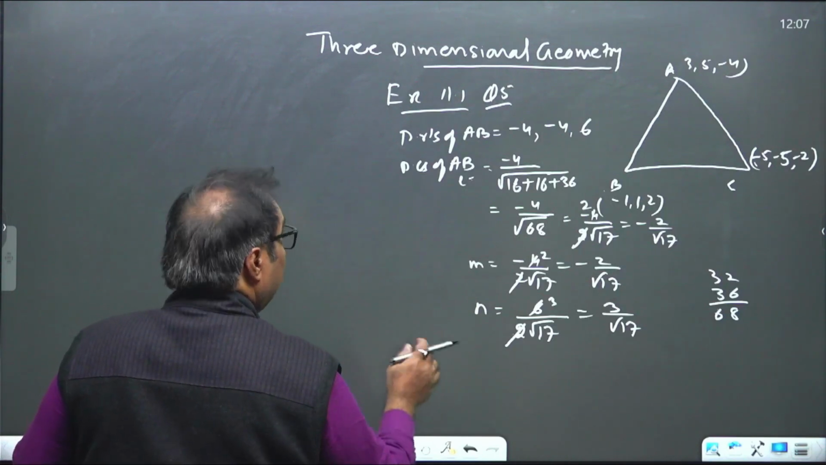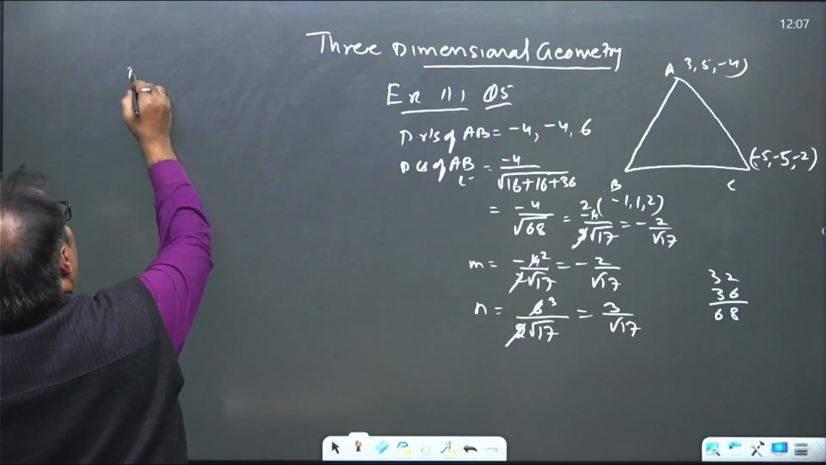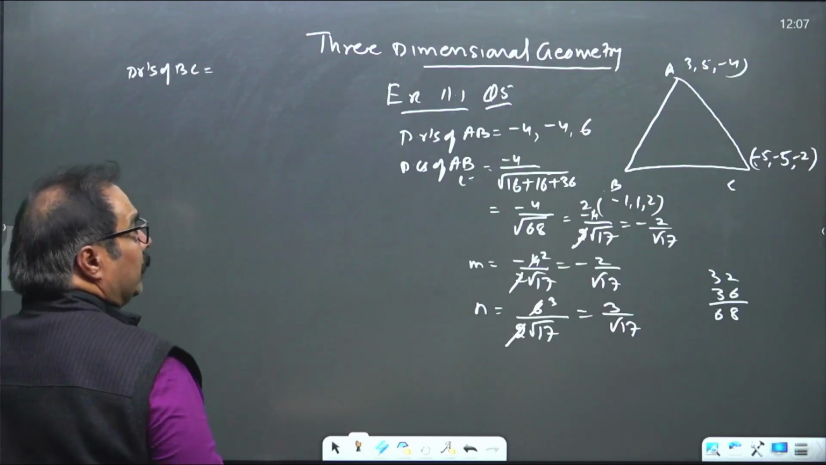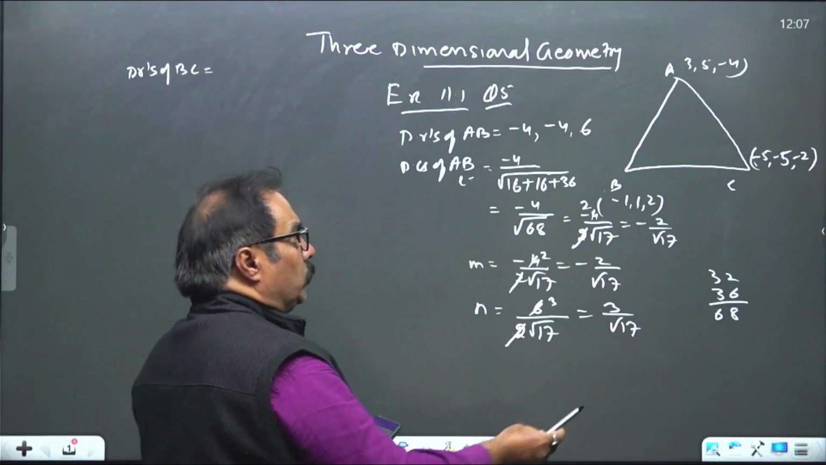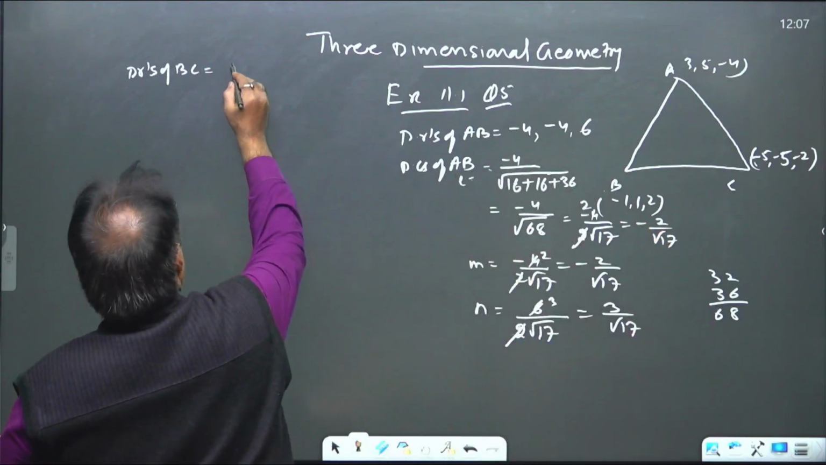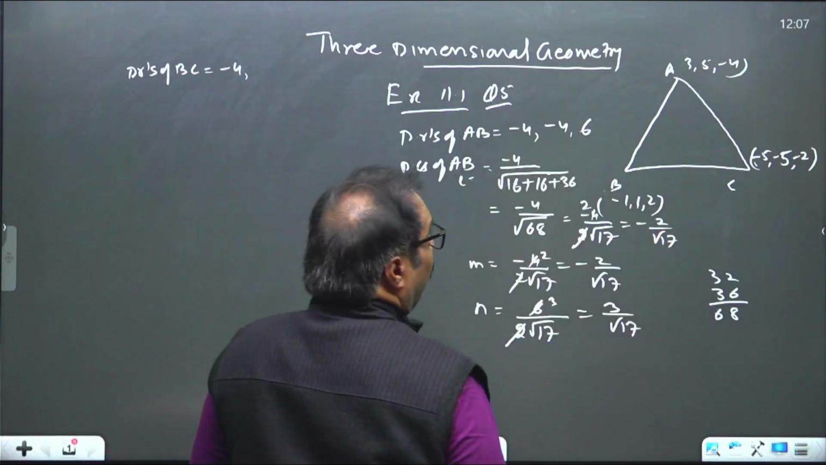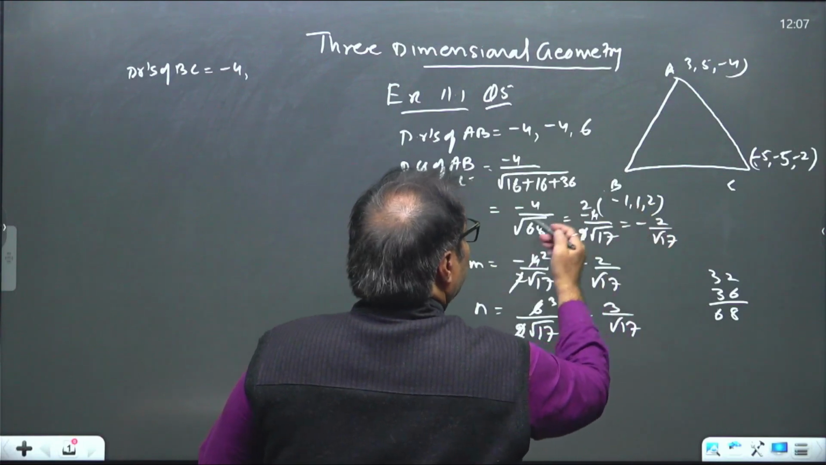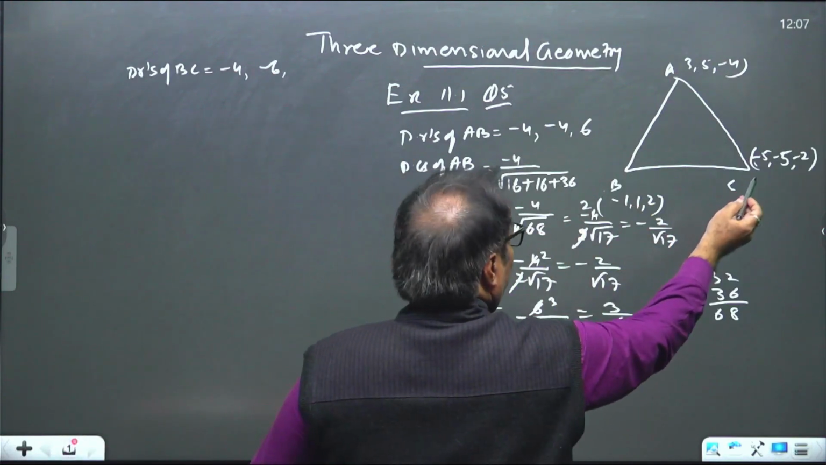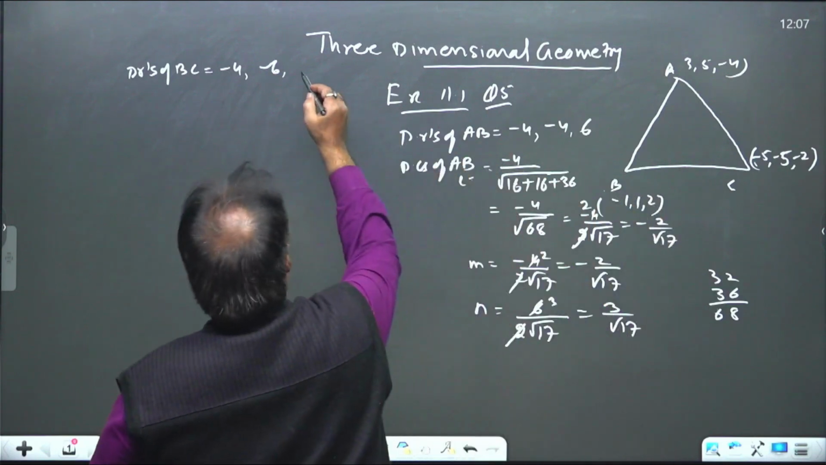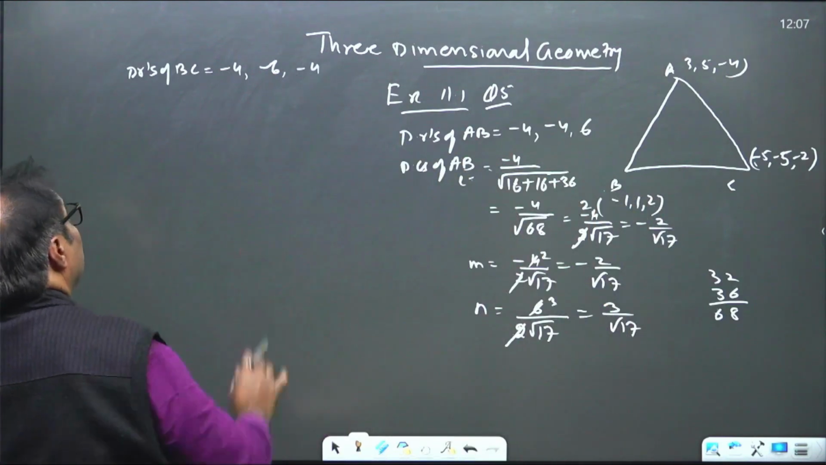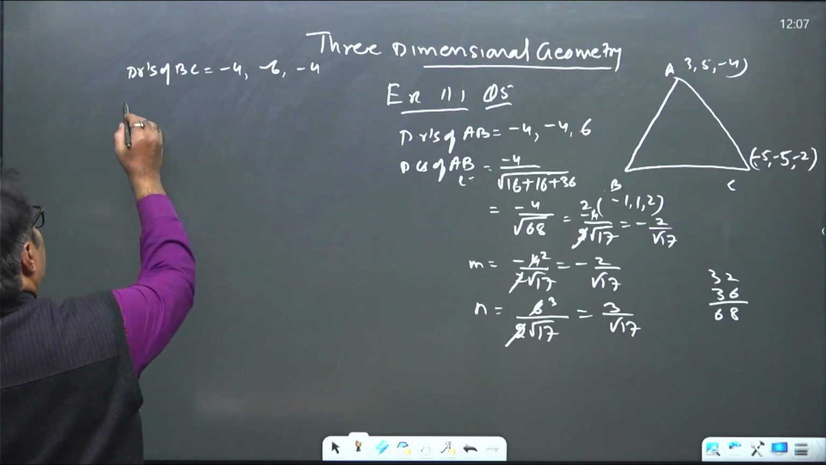In the same way, we will find the direction ratios of BC. So direction ratios of BC means x2 minus x1, that is minus 5 plus 1, which equals minus 4. And minus 5 minus 1, that is minus 6, and minus 2 minus 2, that is minus 4. So direction ratios we have calculated, and now find the direction cosines.